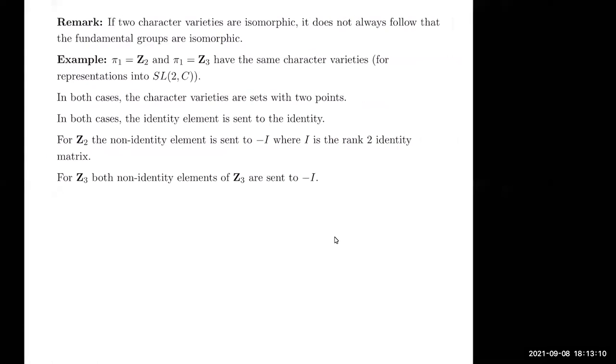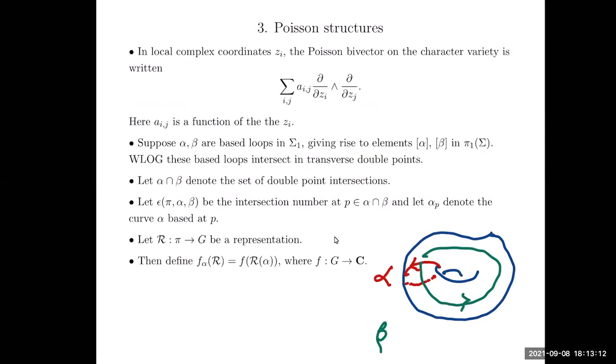So I will pass to Poisson structures. In local complex coordinates, let's call them z sub i, the Poisson bivector on the character variety can be written this way. The a_ij's are just functions of the complex coordinates. So let's suppose that alpha and beta are based loops in the surface Sigma. So they give rise to elements I'll write as bracket alpha, bracket beta in the fundamental group.